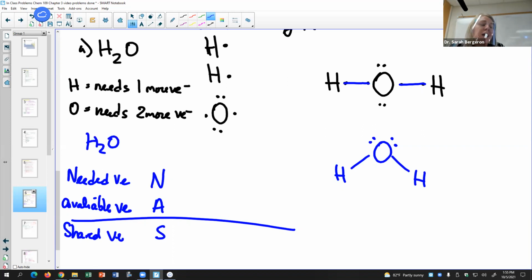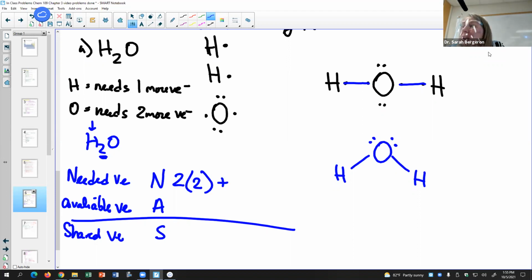H2O. Hydrogen. How many valence electrons does hydrogen need to be happy? Total number to be happy, not how many more does it need, but total. 2. How many hydrogen atoms do I have? H2 tells me I have how many atoms? 2. Okay, so that's the needed from hydrogen. Now we have to add that to oxygen.